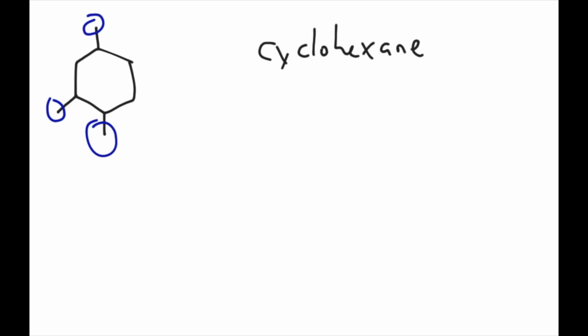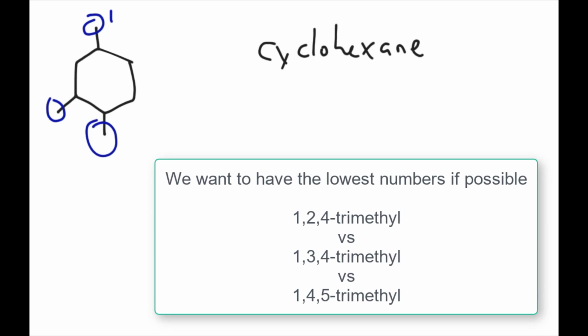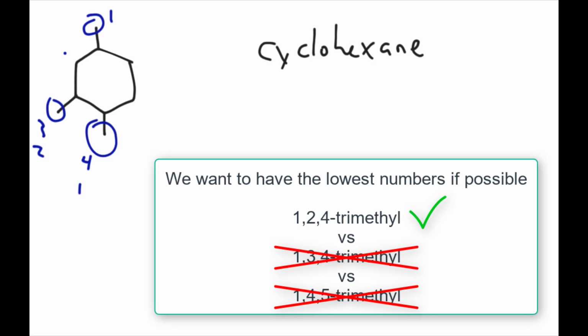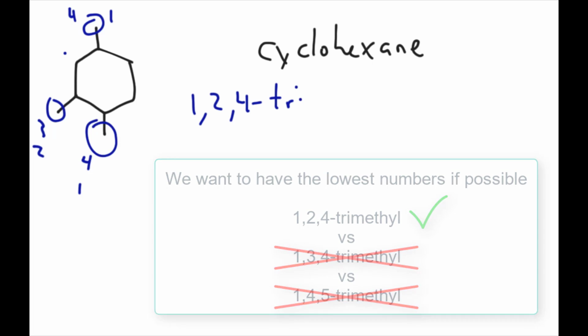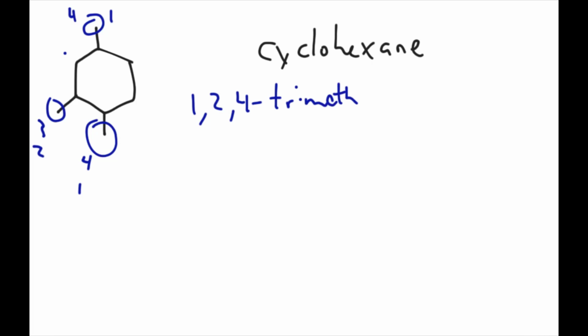associated with everything. So if we started with a number 1 here, this would be a 2, the substituent here would be a 3 and a 4. So we'd have a 1, 3, 4 trimethyl cyclohexane. But if we did it the other way and had a 1, 2, 4, we'd have a 1, 2, 4 trimethyl cyclohexane, and that would be the preferred way to go. So we want a 1, 2, 4 trimethyl cyclohexane.